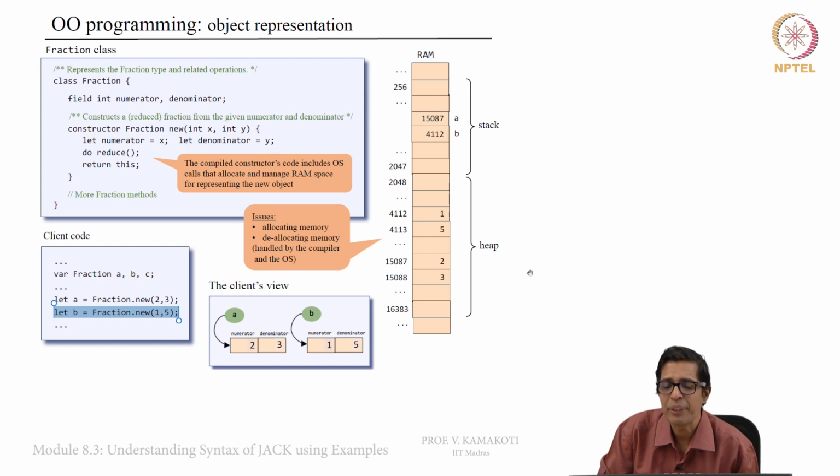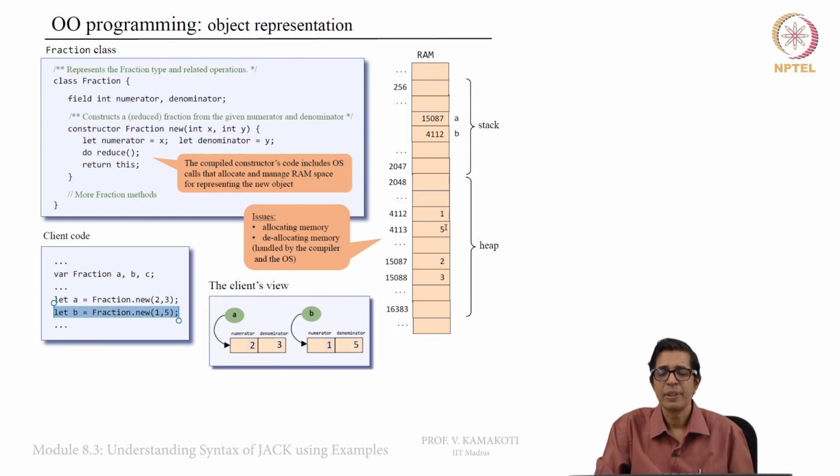But in the real system, what happens is in the stack, whenever this class is encountered, let a and b are encountered, there is an address that is created on the heap, that is 15087 and 4112, for example. And you go to 15087, there are two locations that are created along with 15087, because this a has two integers, numerator and denominator, and at 15087 and 15088 you store 2 and 3. Similarly for b, which is stored at 4112, 4112 and 4113 store 1 and 5, 1 by 5, right.